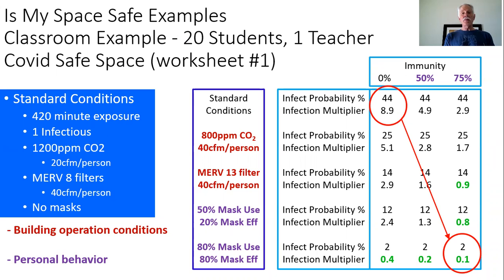Now, as we increase fresh air ventilation, we go from 1,200 parts per million down to 800 parts per million of carbon dioxide, which is equivalent to doubling the amount of fresh air flow, going from about 20 cubic feet per minute per person to 40. We reduce the probability, the chance that you'll get sick by an infectious person, almost in half. And likewise, we start reducing the number of people that infectious person is likely to infect.